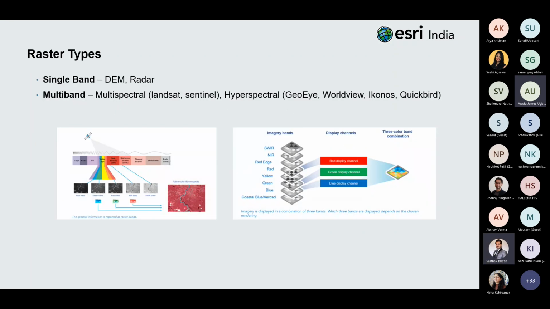Now, there are two main raster types which we need to understand, which are used popularly. The first one is the single band raster. These rasters, which have a single band or a single layer, actually represent a single characteristic.